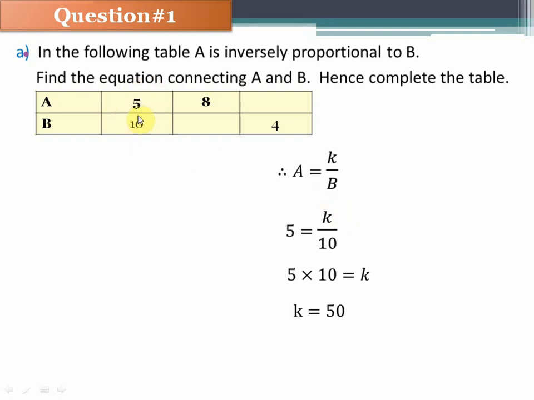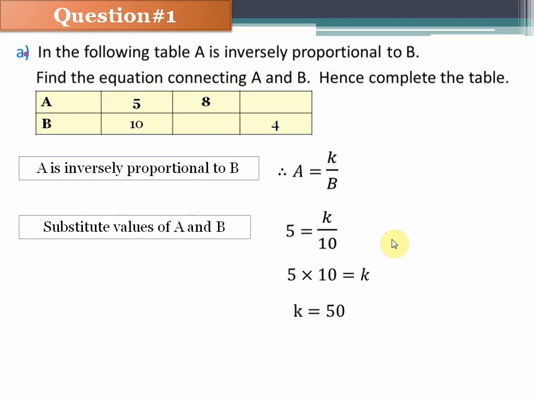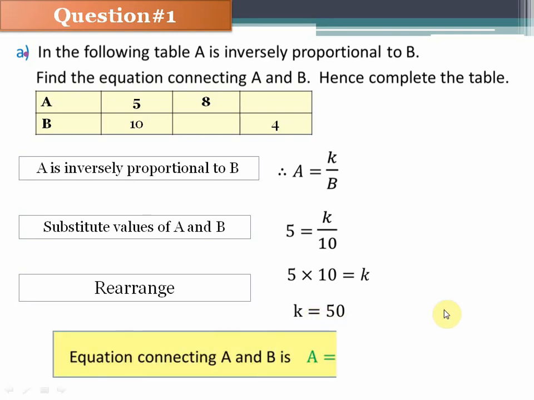Here we have 5 as the value of a and 10 as the value of b. We just substitute these values in this equation, right? By substituting these values and rearranging, we can calculate k equals 50. So we got the equation connecting a and b. Now this is the equation which we use to find the other unknown values.